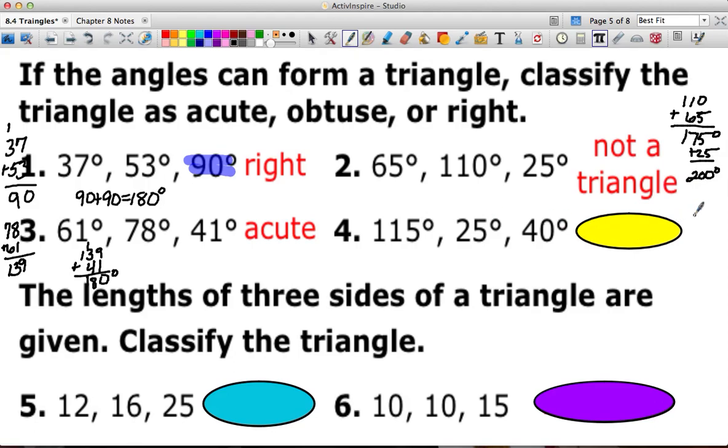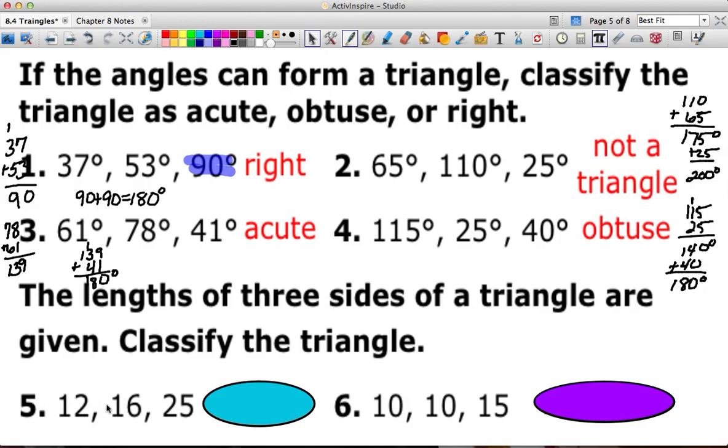And last but not least, we have 115 plus 25, which is going to give us 140 degrees, plus the other 40 gives us 180 degrees. So this can be a triangle. It does have one obtuse angle, so it is an obtuse triangle.